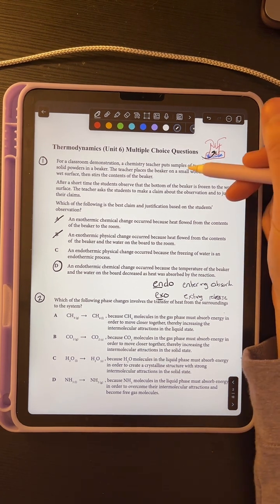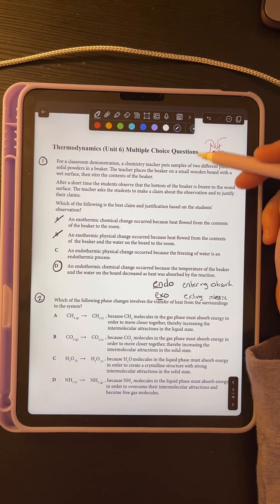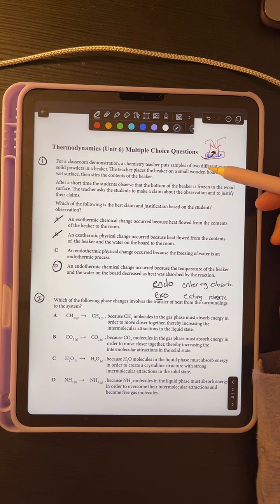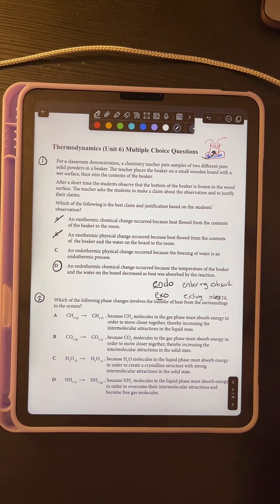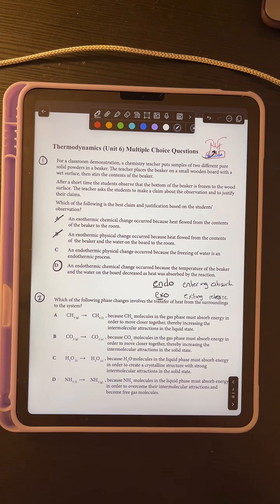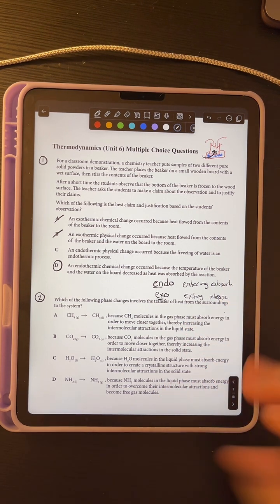This one's a tricky one. It's a lot of information in the text for something that is just asking you, is it endo or exothermic? So it's really figuring out what piece of information is key in this question. All right, let's move on to number 2.